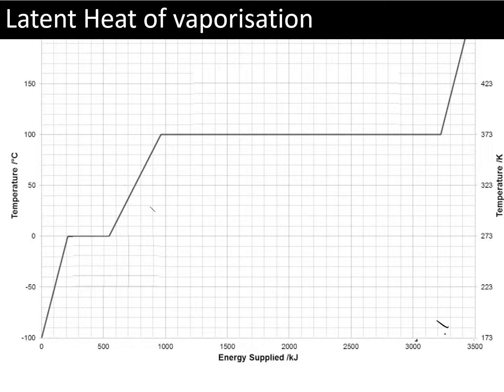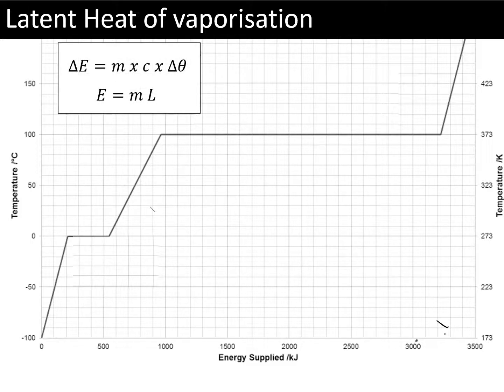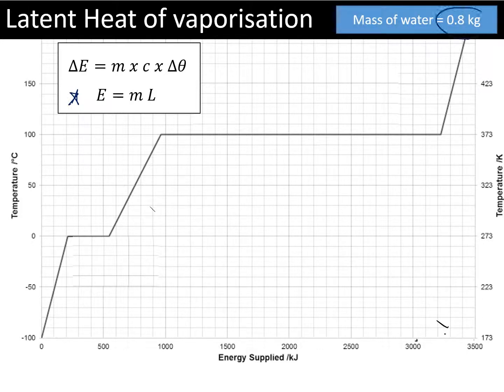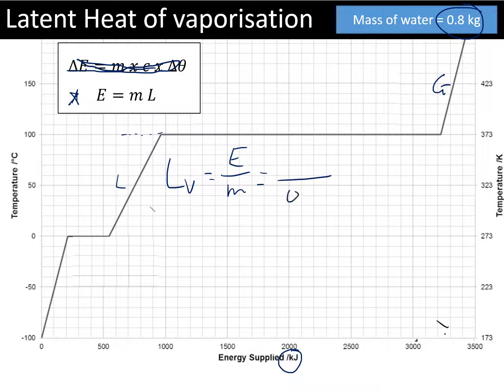And now we're on to the latent heat of vaporization. So we're still using this equation here, and we've still got 0.8 kilograms of water. And don't forget the energy supplied is in kilojoules. So the latent heat of vaporization as we turn a liquid into a gas, in this case, and remember the temperature stays the same, so that's a big dead giveaway that it's not this equation here. So that will be the energy supplied over the mass. The mass is still 0.8.